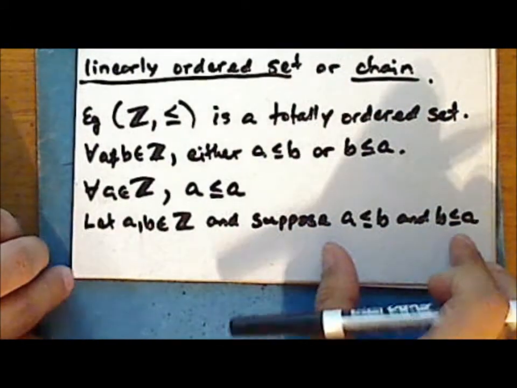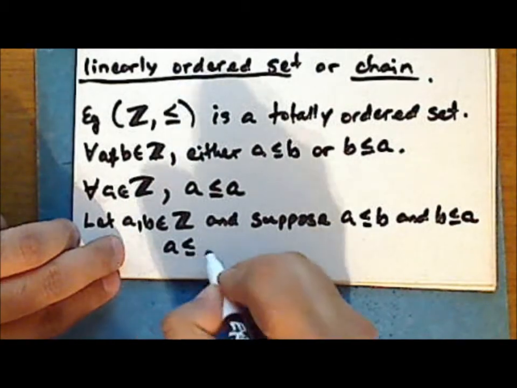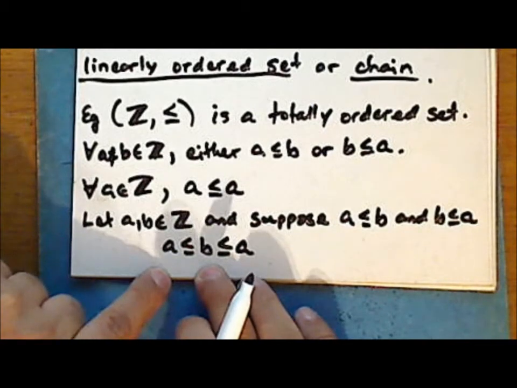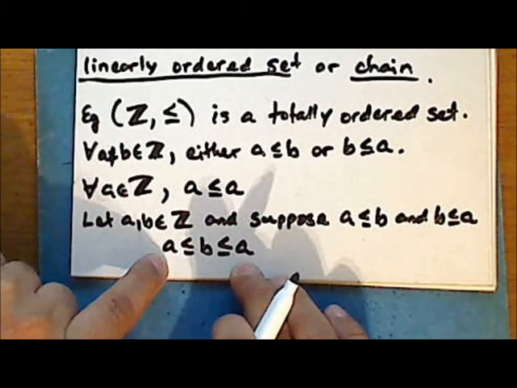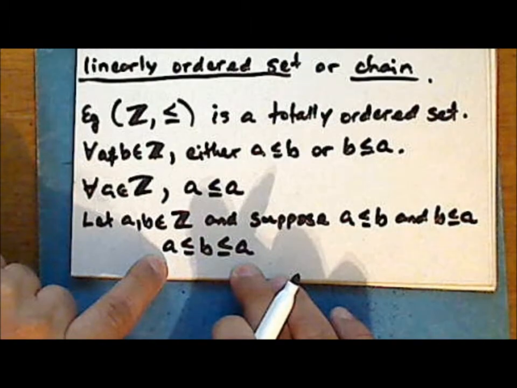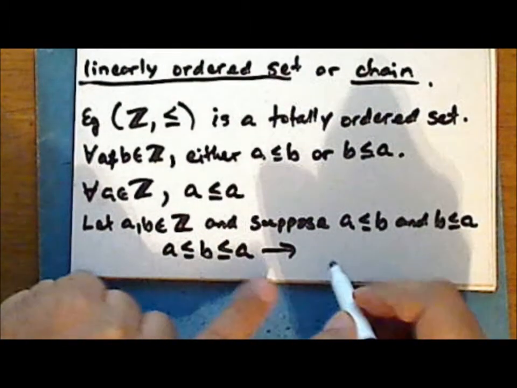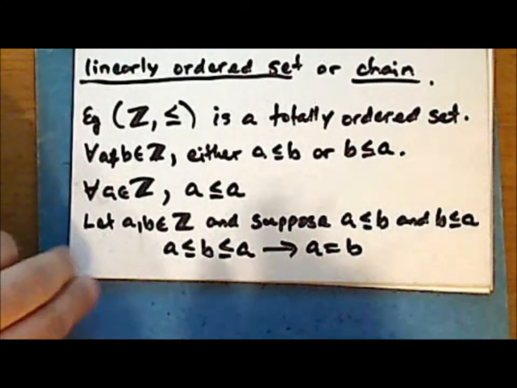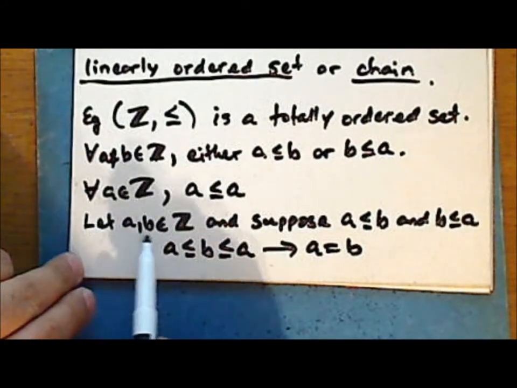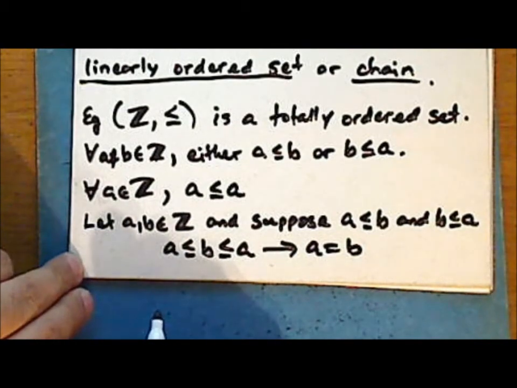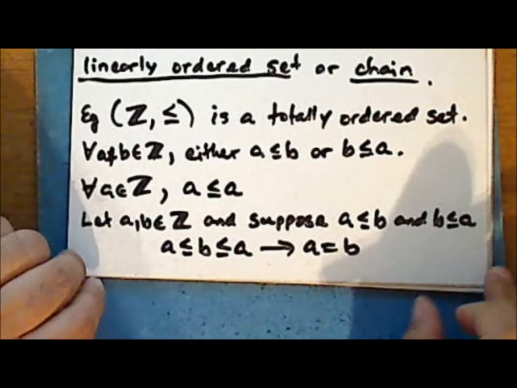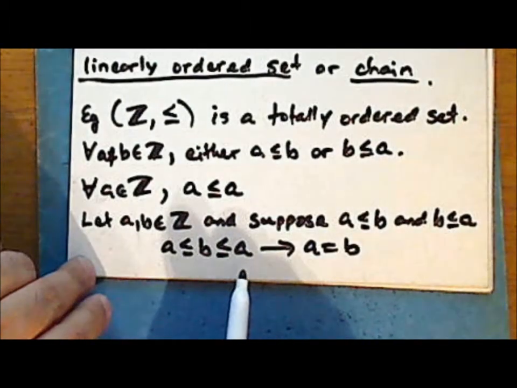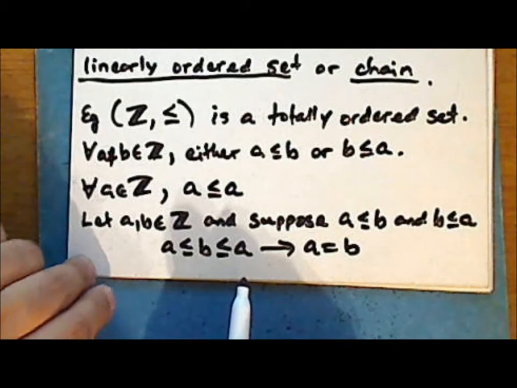Then we can combine this into one statement. a is less than or equal to b, which is less than or equal to a. And so the element b is trapped between the element a on both sides. And so this does indeed imply that a is equal to b. And so as a and b are arbitrary elements in the set of integers, this holds for every pair of elements in the set of integers. And so the relation less than or equal to is antisymmetric.